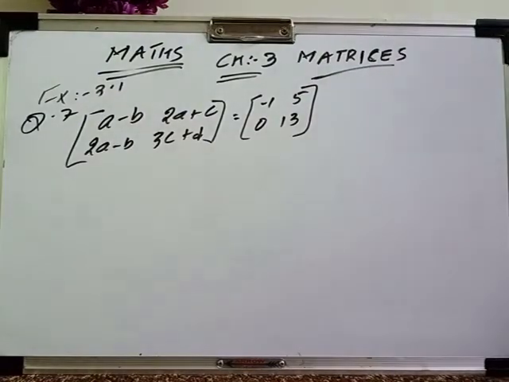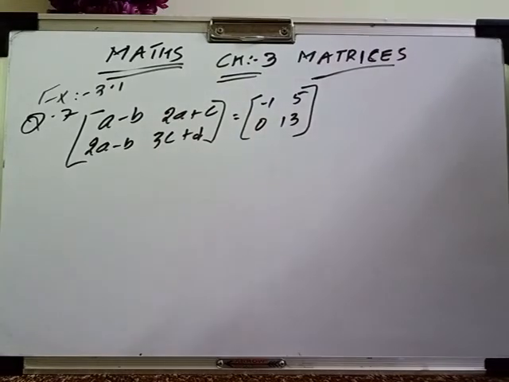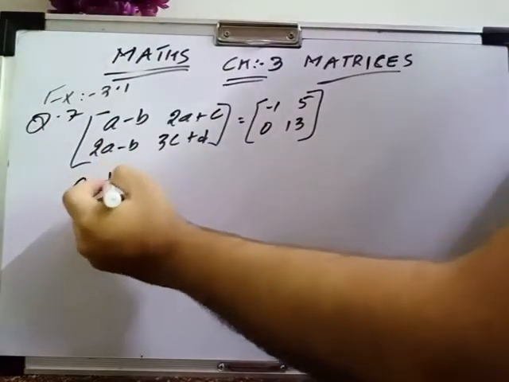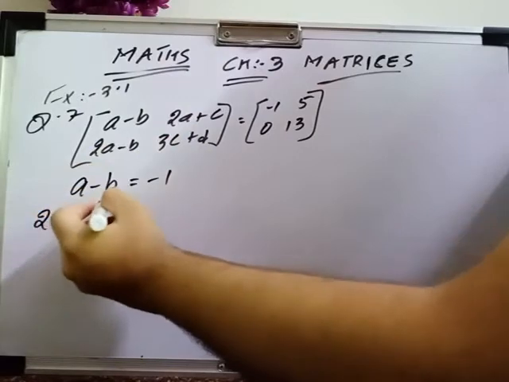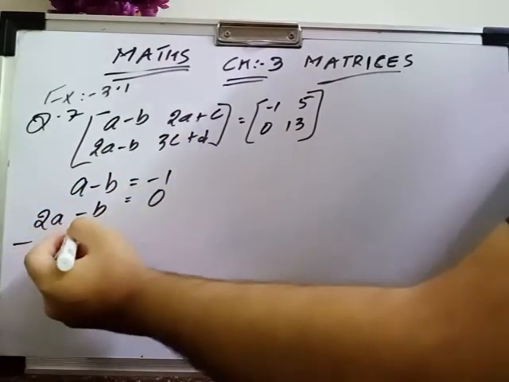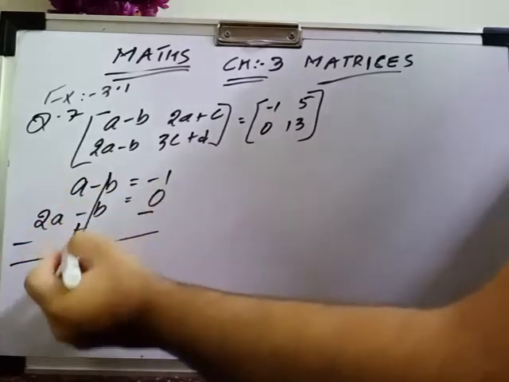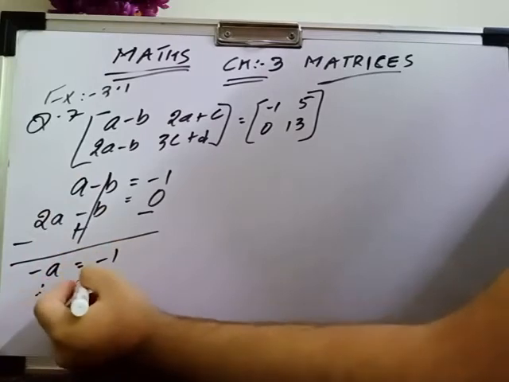Let's try to understand the seventh question. Here also we will apply the concept of equality of matrices. We will compare the left hand side and right hand side matrix. Here the first row first column element is a minus b. Here it is minus 1. Here 2a minus b. Here 0. So if I subtract this, then it is minus a is equal to minus 1. Therefore a is equal to 1.